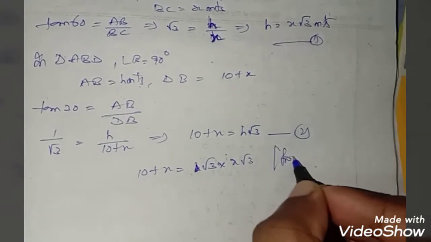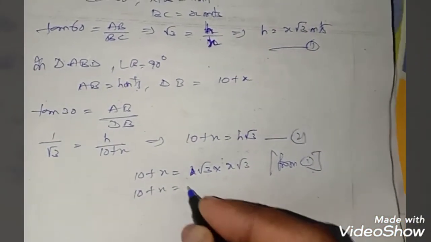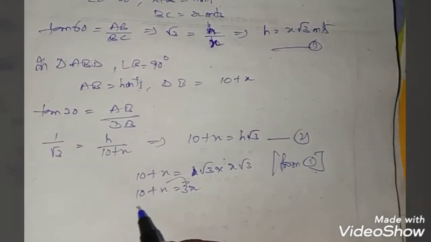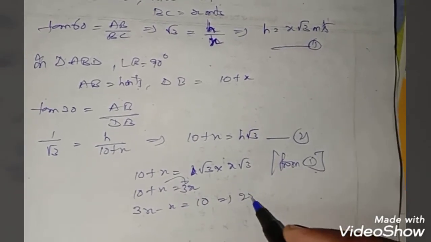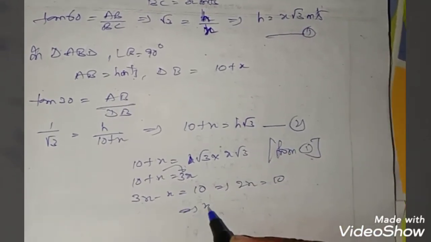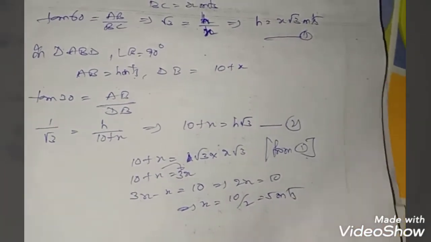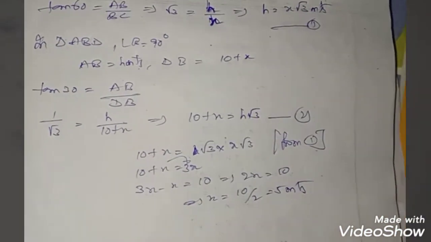Now from equation 1, you'll get 10 plus x is equal to x root 3 into root 3, which is 3x. Now send this x here, you'll get 3x minus x is equal to 10. Now here 2x is equal to 10, so x is equal to 10 by 2, which is nothing but 5 meters, where the value of x is 5 meters.